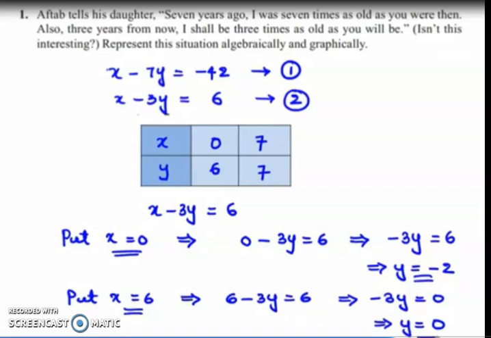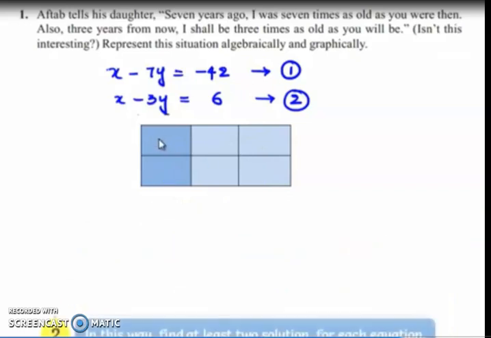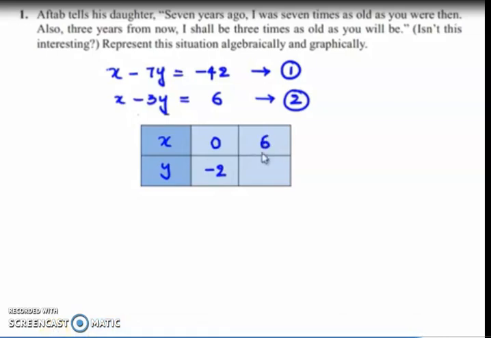I'll represent this also in a table of x and y values. When x is 0, the corresponding value of y is minus 2, and when x is 6, the corresponding value of y is 0. Here again guys, I am showing you two solutions only, but I suggest you go with a minimum of 3 solutions, because in that case you will never go wrong. You will soon understand why it is like that.